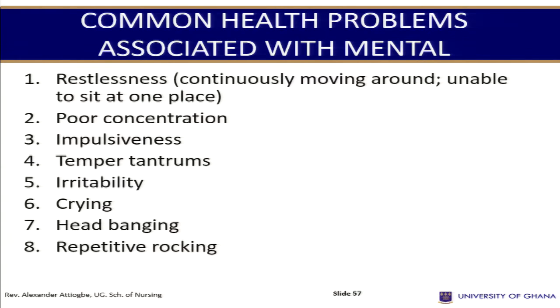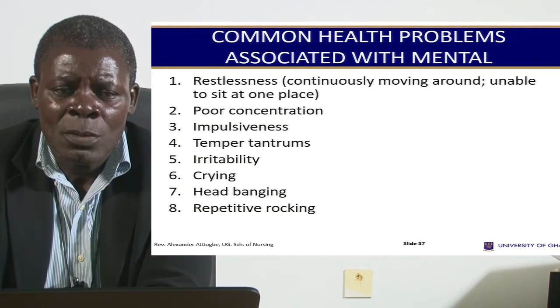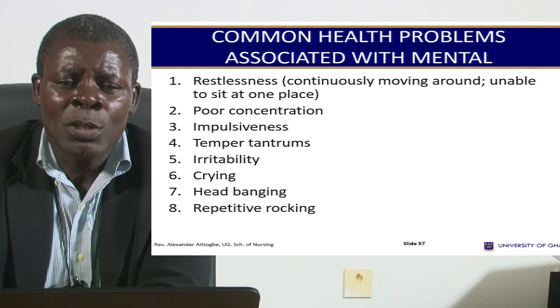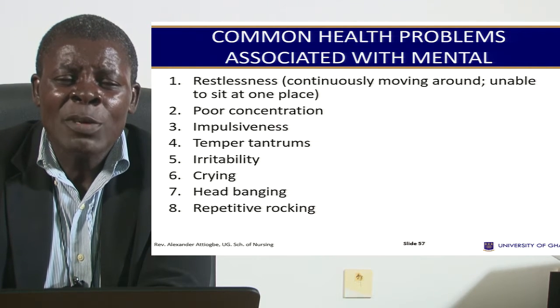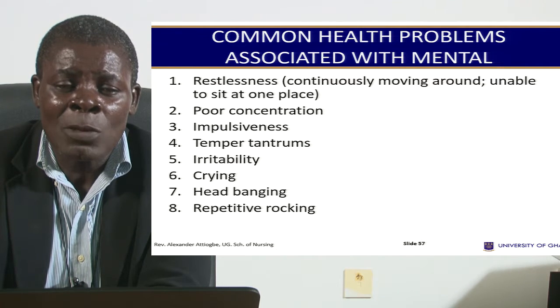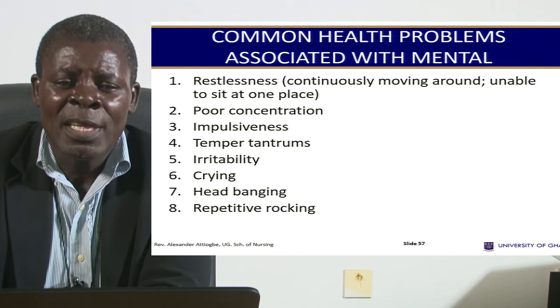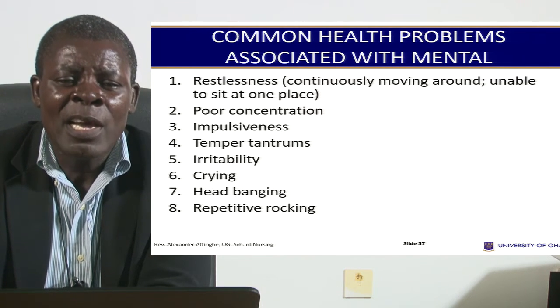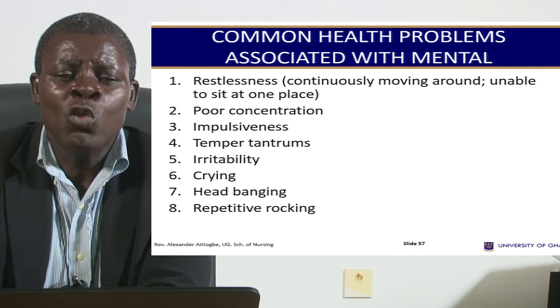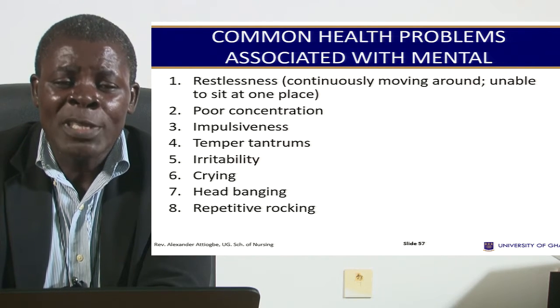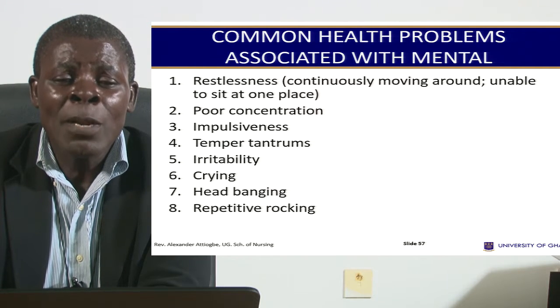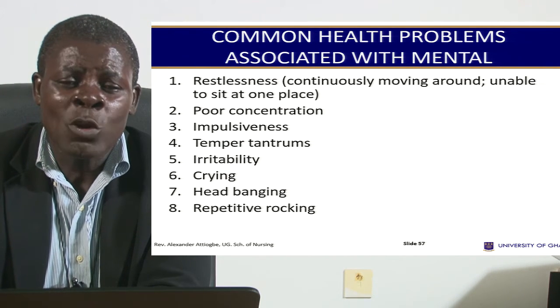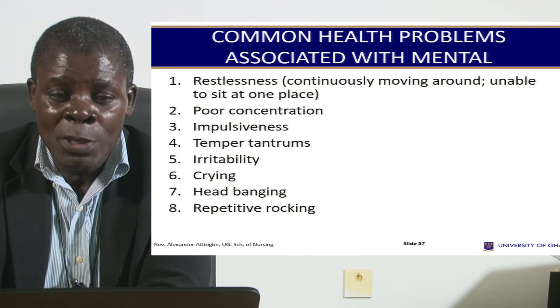What are the common health problems associated with all the mental retardation? One is restlessness, continuously moving around, unable to sit in one place. So mentally retarded patients, most of them cannot sit in one place. They are so restless. They have poor concentration and they are very impulsive. They throw temper tantrums, they are irritable, and they can cry easily. They have what we call head banging. They bang their head on the wall. Even though it's paining them, they don't stop.